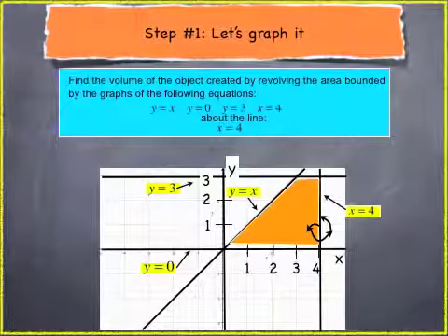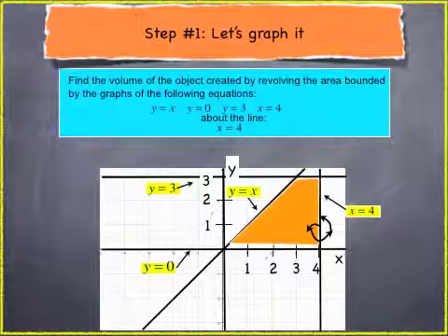So you want to start by graphing. That's step one. We're going to take each one of these equations and graph them. If you look at the graph we have created here, you'll see that our graphs basically bound a particular region, which I've shown in orange. That orange shape represents the region that's bounded by all these equations.